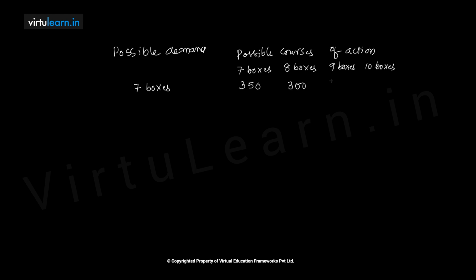Here similarly 2 boxes are wasted. Out of 350, 100 is lost. Then the vendor will get a profit of 250 rupees. Similarly here 150 is lost out of 350 and 200 is the profit.